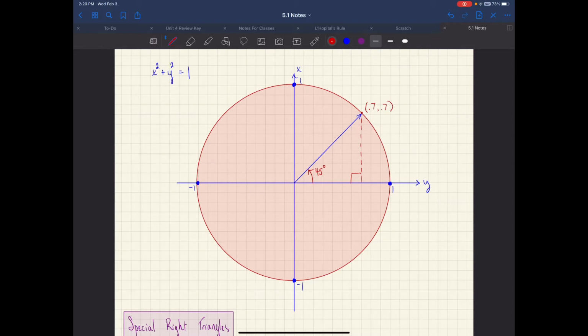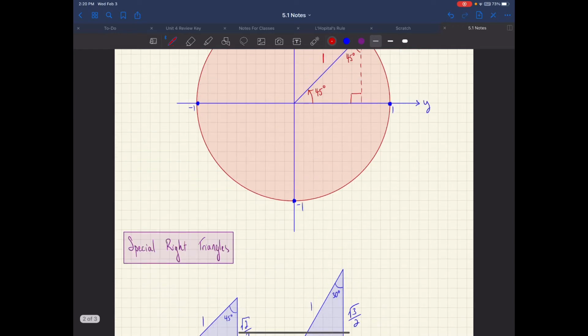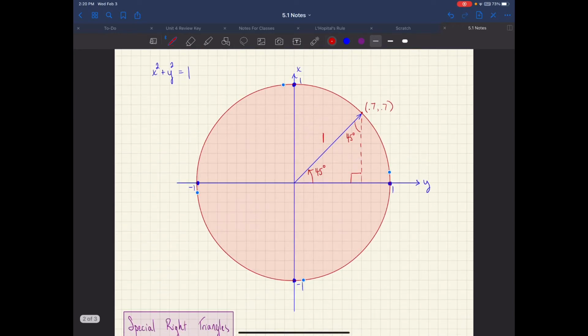Now, since we know the angle here and we know the radius, so the radius of this is 1, and the angle's 45, if I start filling this in, that angle is also 45. What values did I have from the special right triangles for a 45, 45, 90 with a hypotenuse of 1? If you look down here, I had root 2 over 2 as the value. So why did I say it's 0.7, 0.7? Well, that was an estimate.